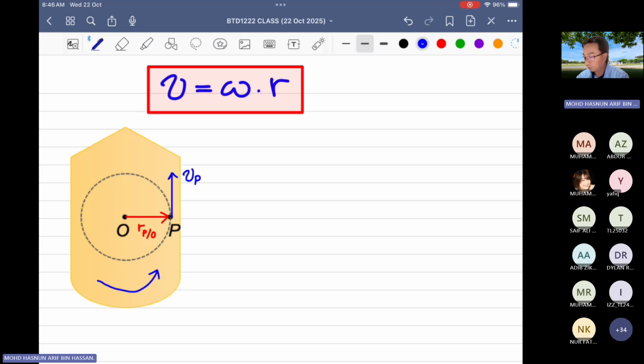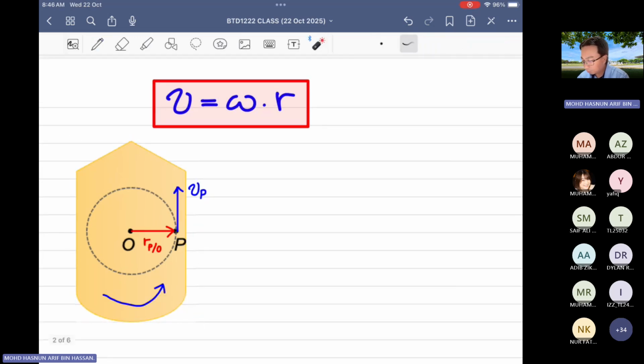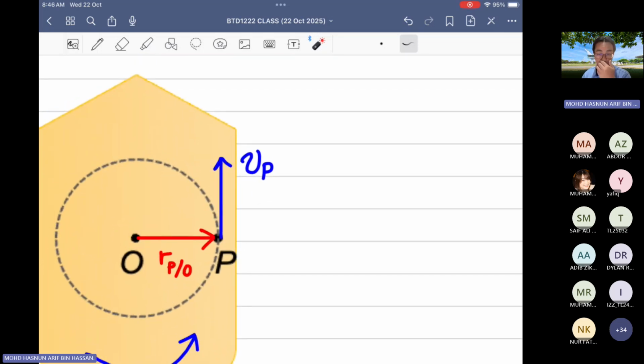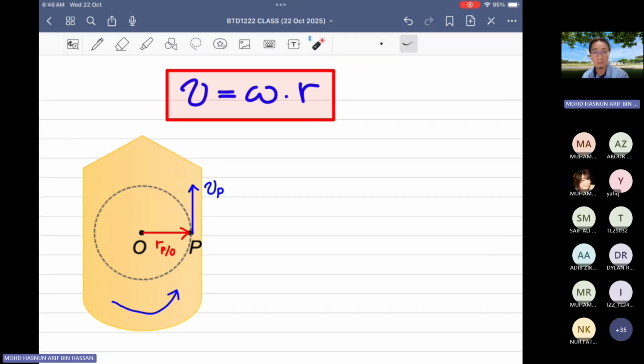The velocity is always tangent to the path. The easiest way, if you are confused with how to draw the tangent, is that you always take the velocity of point P 90 degrees to the position vector. The velocity is always 90 degrees to the position vector.